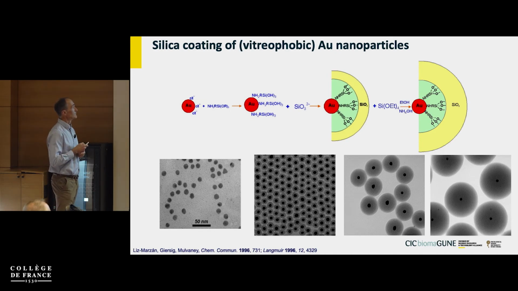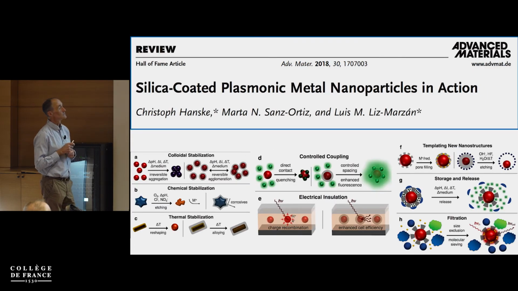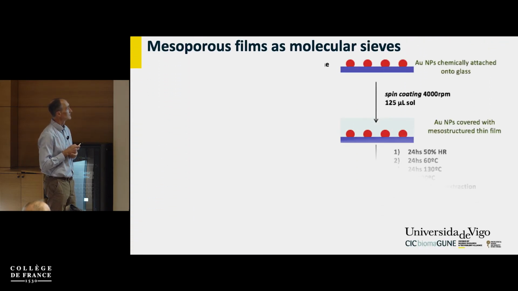Then there were many other methods coming up, and this we reviewed some time ago already. So here you can find many different ways of coating metal and other particles with silicon oxide. And more recently, we also reviewed the potential applications of these particles, also covering a little bit of newer synthetic methods. So I'm not going to expand very much on this. I would like to also show you this other method.